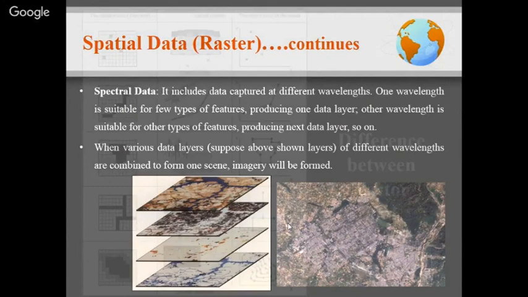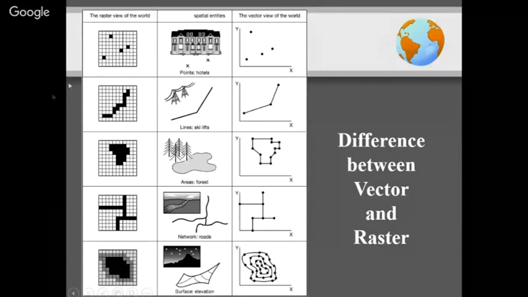Now, this is the difference between vector and raster. When you are trying to locate a spatial entity, for example, the location of a hotel, it has to be shown as a point on the map. In the raster data, it will be shown as pixels, whereas in the vector data, you will have points showing the location of the hotels. Similarly, if you have linear data and you have lines representing it, for example, they could be sky lifts.